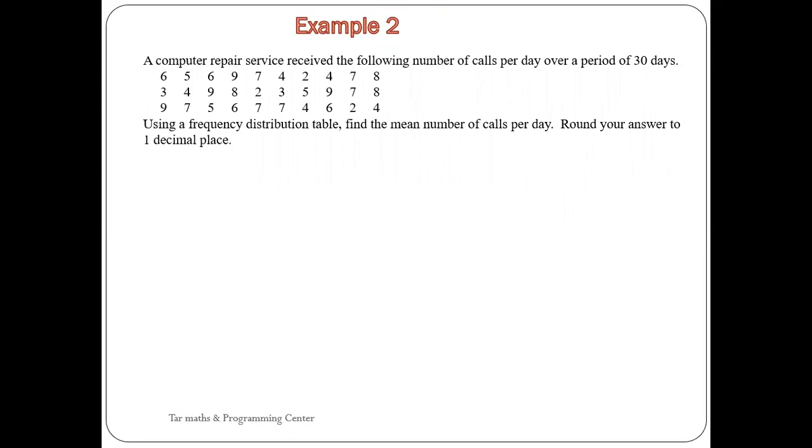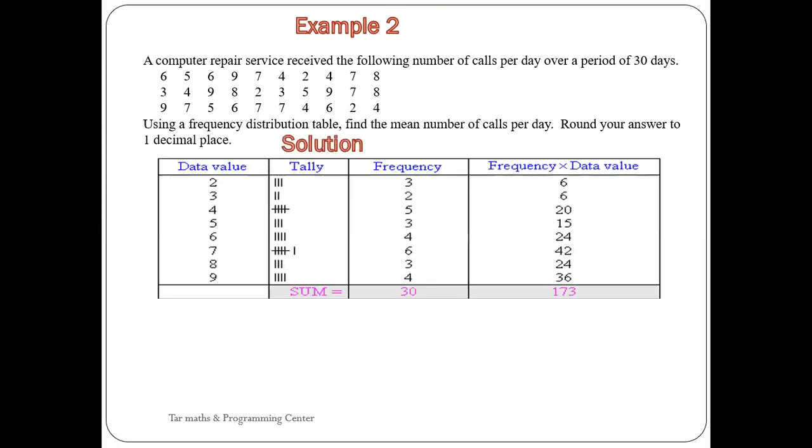Example: a computer repair service received the following number of calls per day over a period of 30 days. Using a frequency distribution table, find the mean number of calls per day. Round your answer to 1 decimal place. So we are going to analyze this using a frequency distribution table. You start by classifying your data values. We have 2, 3, right up to 9. When you look at 2 on the table above, 2 appears 3 times, 3 appears 2 times. You do the same for the remaining values to obtain their respective tallies. Then from the tally, you can easily get your frequencies. Looking at 2 here, 2 appears 3 times, so the frequency is 3. You do the same for the rest.